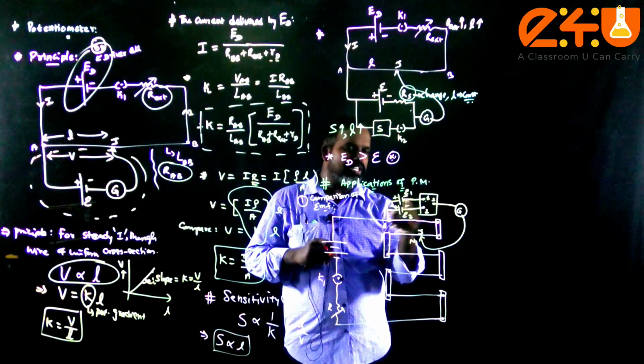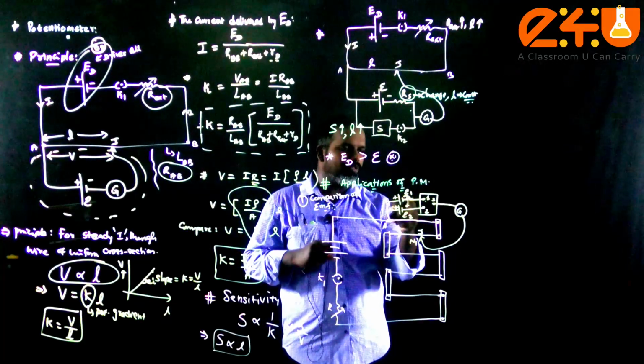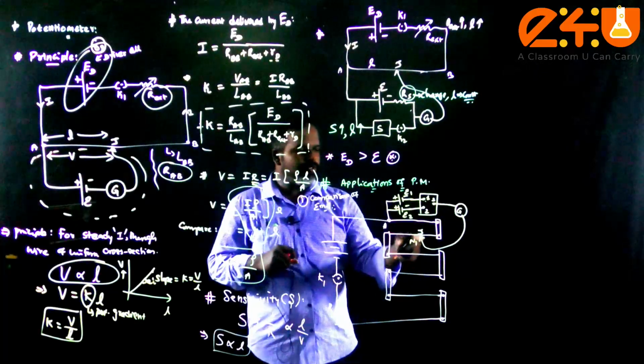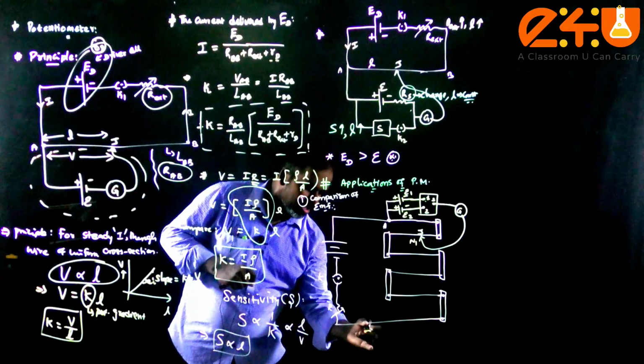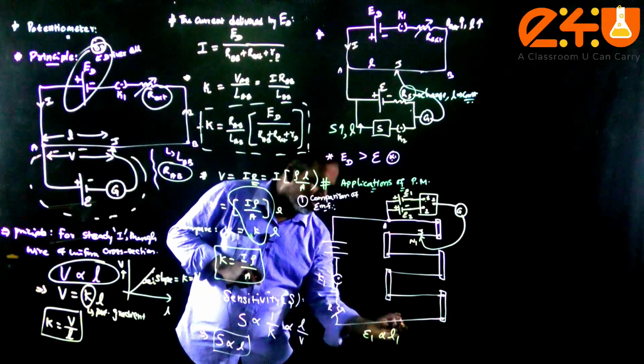When 1 and 3 is connected, this cell of EMF E1 is connected in the circuit. Therefore we can get some balancing length. In that case I can write that E1 is proportional to L1.